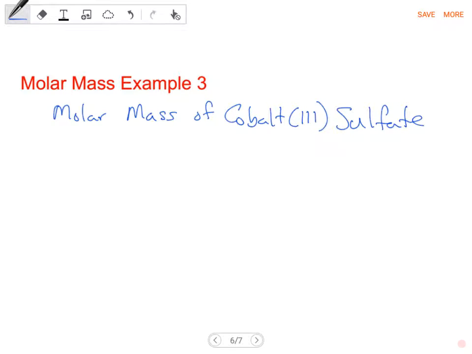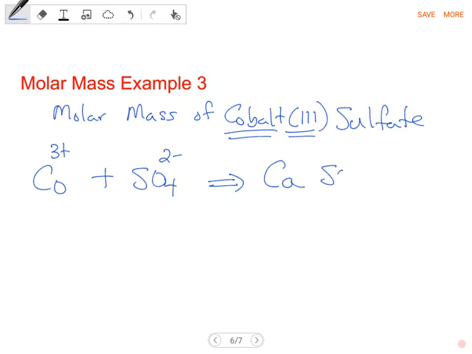Okay, so we have to be careful with these things now. Remember, we have a multivalent ion. So cobalt 3 plus is being added to sulfate, which is SO4 2 minus. That's a polyatomic ion. They're going to come together, CoSO4, but we better do our charges here, balance things out. This is the lowest common denominator method.